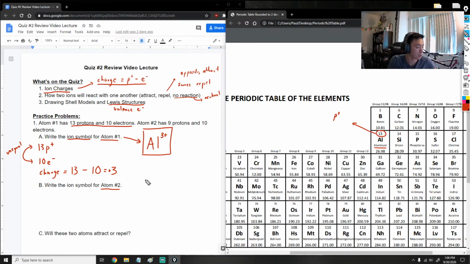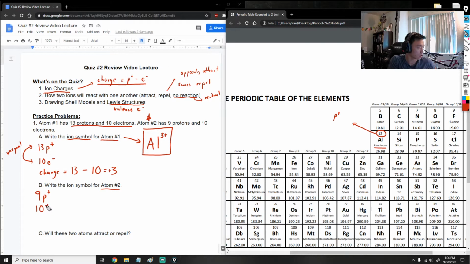Alright, if you think you can do atom number 2 on your own, go ahead and do so, but I'll go through it step by step with the rest of us. For atom number 2, we're going to do the exact same thing. We're just going to write down the information we have. It says atom number 2 has 9 protons and 10 electrons, so I'm going to write down 9 protons and 10 electrons.